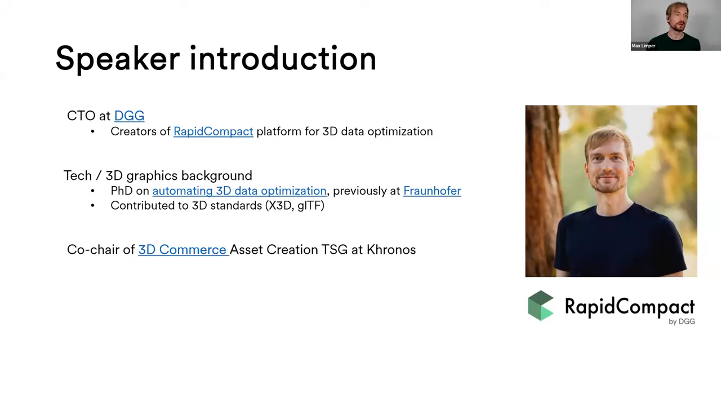And in that sense, we also were kind of predetermined to contribute a lot to 3D standards when we were still at Fraunhofer with our group, such as X3D and also glTF, where we contributed, for example, the PBR material model for version 2.0. That's still the most popular one in use right now. So, background basically in 3D process automation, graphics, geometry processing, and standards. And at Khronos, I'm also co-chairing the 3D Commerce Asset Creation TSG.